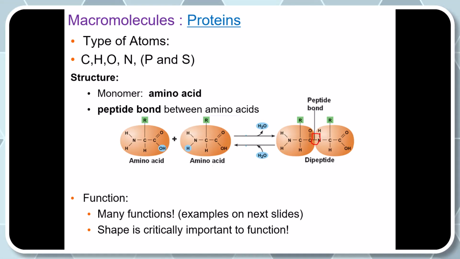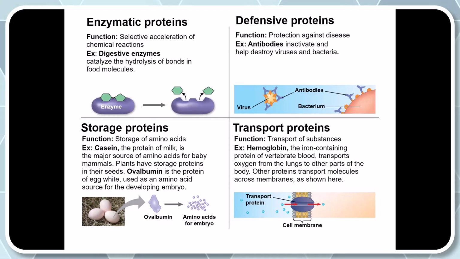Proteins have all kinds of functions. We're going to go over several on the next couple slides. And they have a really critically important 3-dimensional shape, and that shape is important to the protein's function. So we'll talk more about enzymes in, I think, chapter 5 in unit 2, but enzymes help increase the rate of chemical reactions, and many enzymes, like digestive enzymes in our body, are proteins.